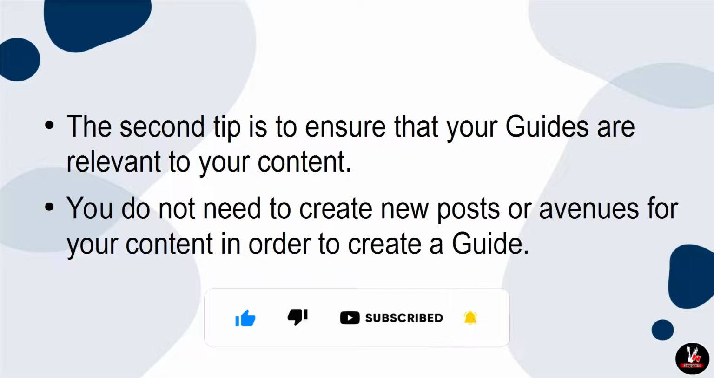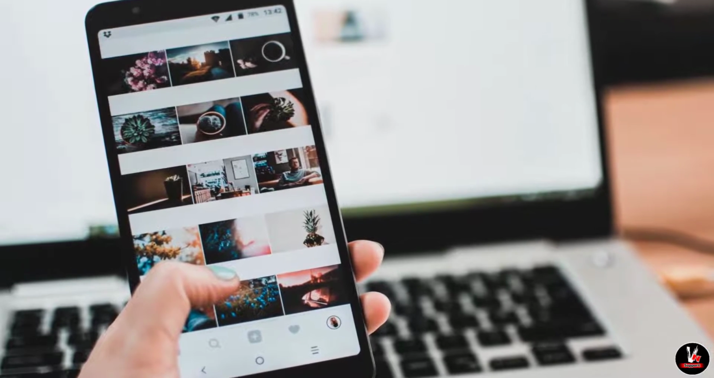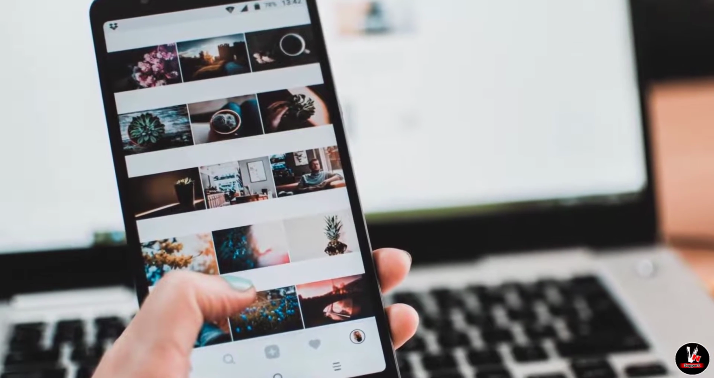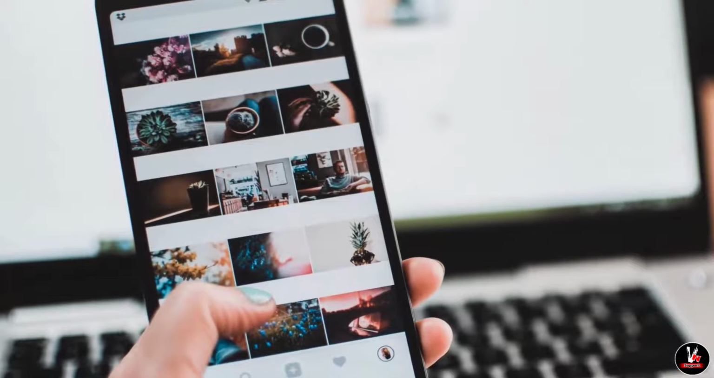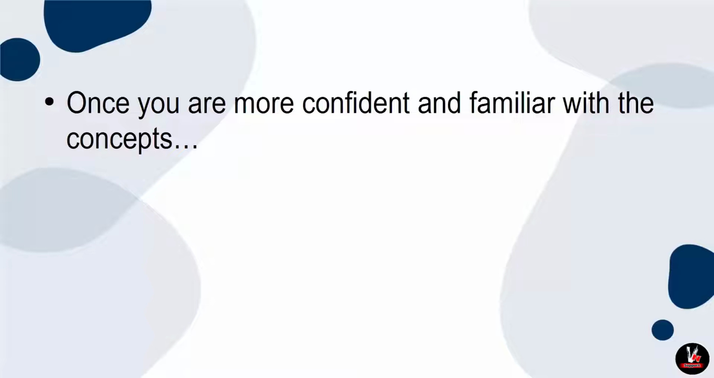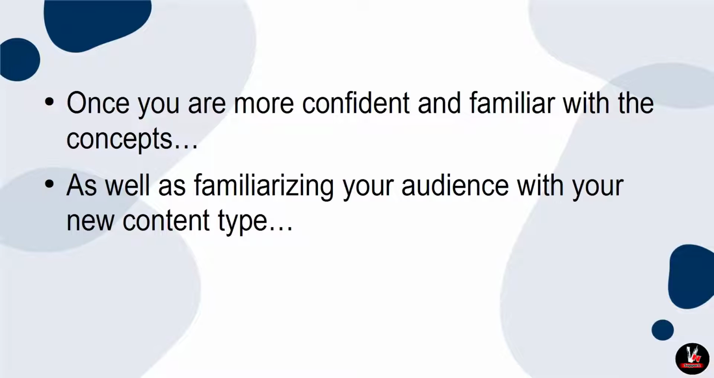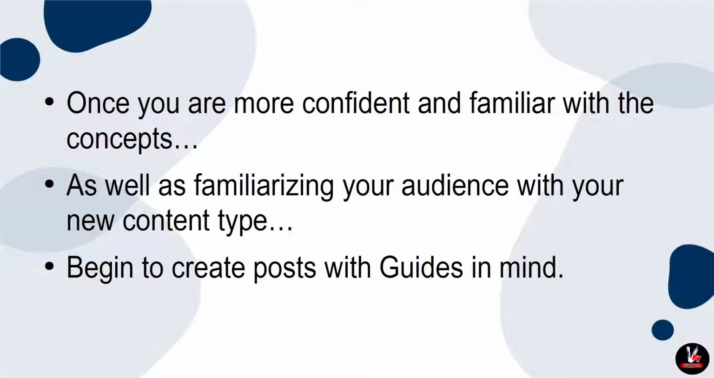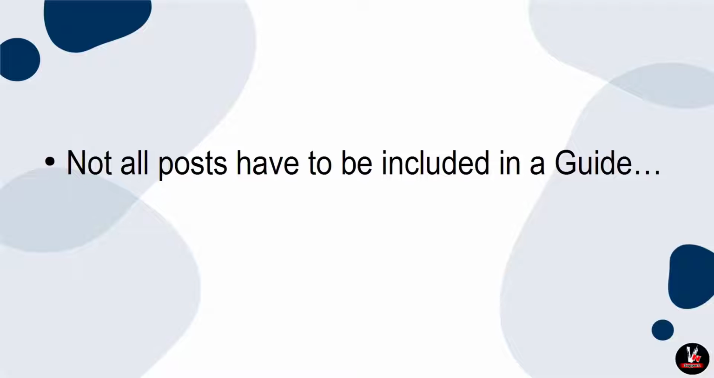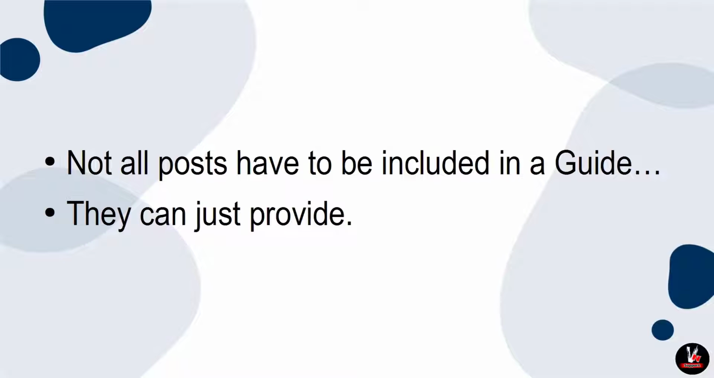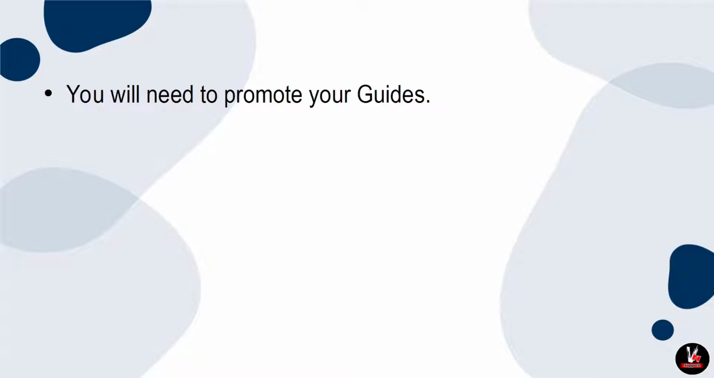You do not need to create new posts or avenues for your content in order to create a guide. First, you should use and expand on the content you already have. Collate similar posts into useful resources in a guide. Once you are more confident and familiar with the concepts, as well as familiarizing your audience with your new content type, begin to create posts with guides in mind. Not all posts have to be included in a guide. They can just provide. You will need to promote your guides.